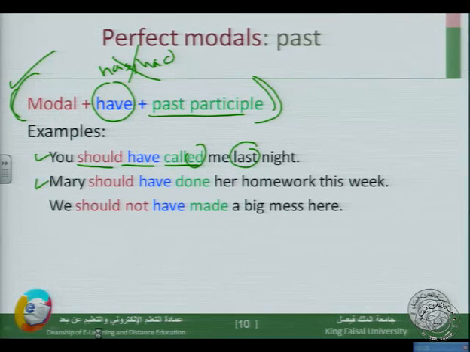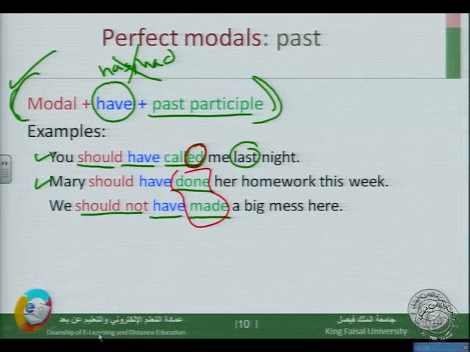Second sentence. Mary should have done her homework this week. Have done. After have comes the past participle. We should not have made a big mess here. We should not, this is negation. Have made, the third form, past participle. Because we have two kinds of verbs, as we said: regular verbs and irregular verbs. Regular verbs are those that end in ed, and the irregular verbs have a specific list in the English language. I will provide you later on with the irregular verbs.